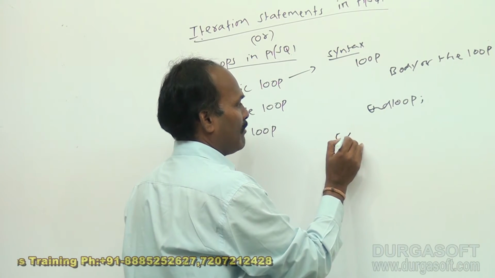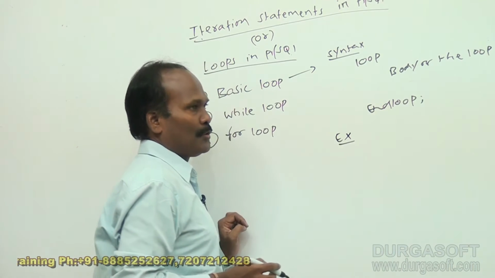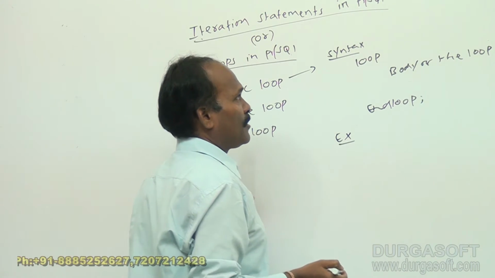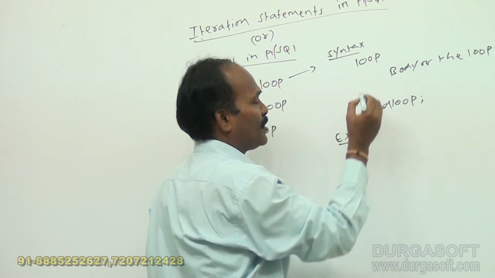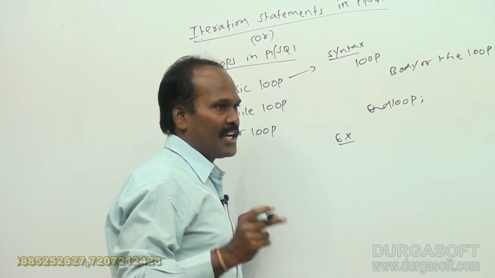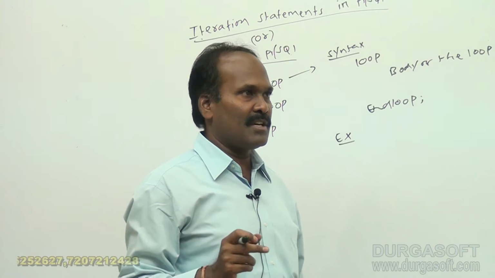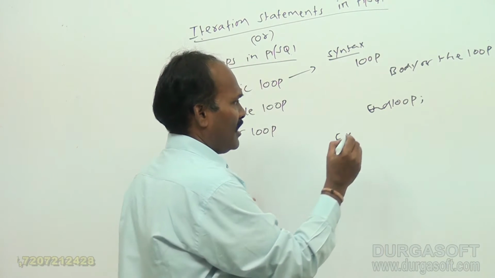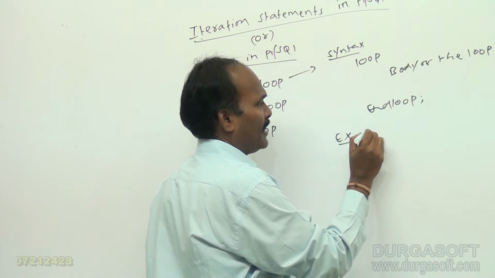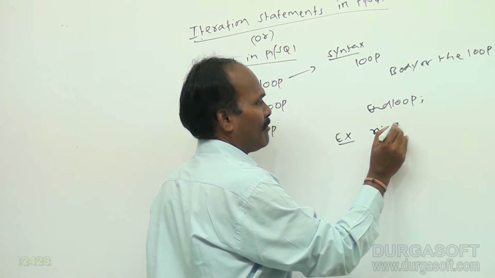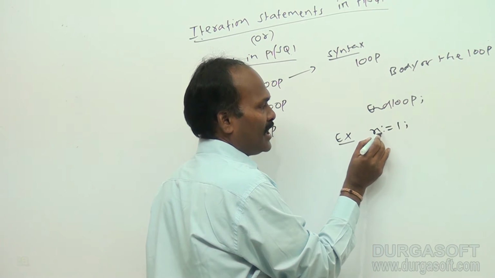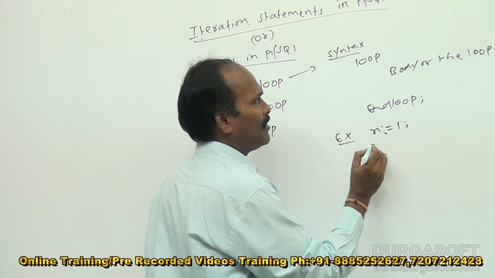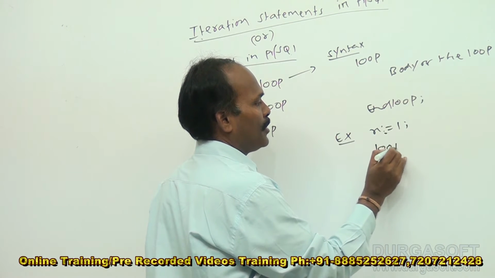Suppose I want to print DURGASOFT for 10 times. The mechanism of the loop will be like this. First, initialization of the variable. Initialization means from which point the loop has to be started. My loop variable is n, with n := 1. The colon is compulsory, n colon equal to sign. This is mandatory.